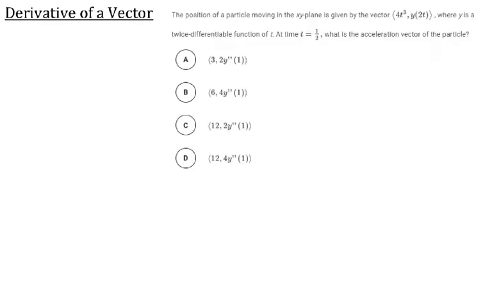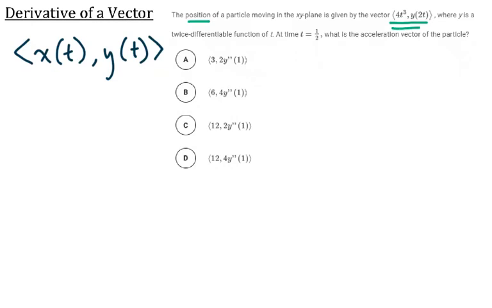Now, the derivative of a vector, you'll notice they're still written in component form, you can treat almost the same way that you would treat a parametric equation, where you have your function of x and your function of y. It's just written in a slightly different way, but for the most part, it acts in a similar fashion. Here we're given the position of a particle moving on the xy plane, and we have our vertical and horizontal components, where y is a twice differentiable function of t. At t equals 1/2, what is the acceleration of the vector?